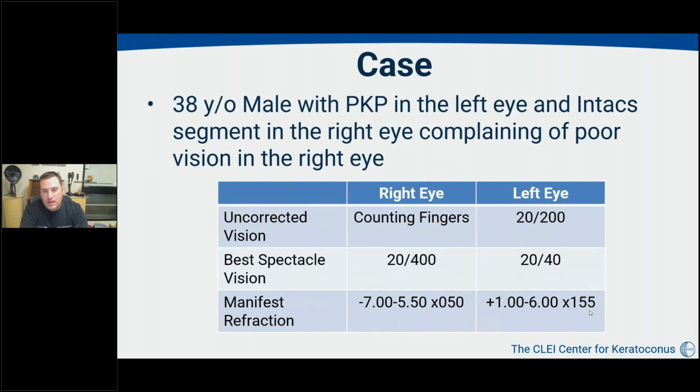So his left eye is the eye that has the transplant. He's doing pretty well in glasses. He does have a lot of astigmatism in his correction. And then in the right eye, he's not doing nearly as well. Counting fingers of uncorrected vision, his glasses vision is 20/400, and he's very anisometropic from all of that as well.